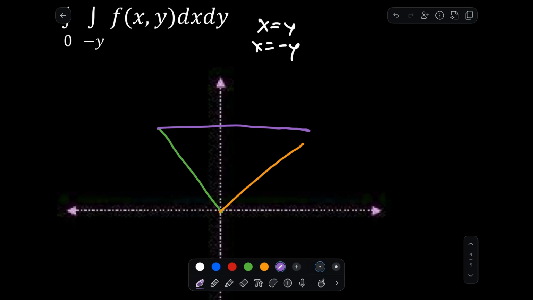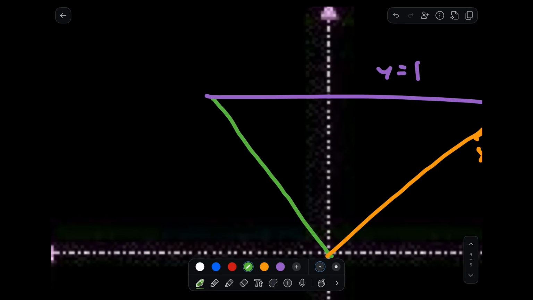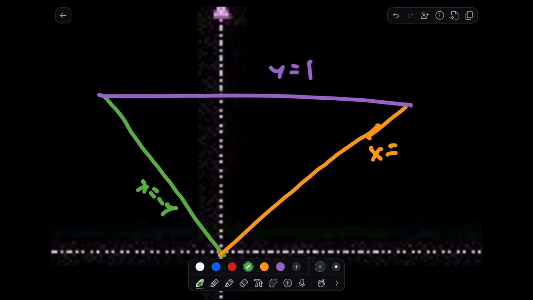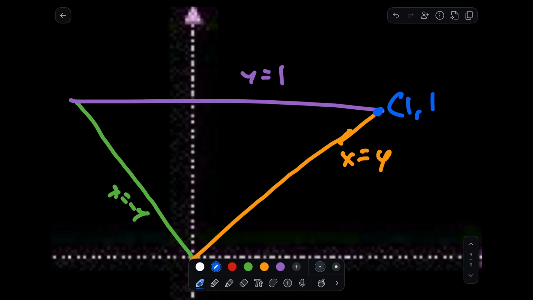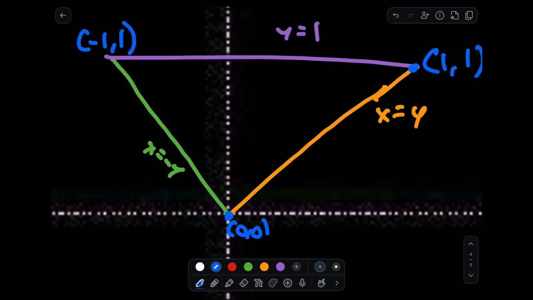Let's use purple for our boundary line. Well, let's actually extend this out further. And this is going to be y equals 1. We're going to have this be x equals negative y. Oh, this is not x equals negative y. This is just x equals y. Yeah, there you go. Let's point our dotted blue lines. It's going to be 1, comma 1, negative 1, comma 1, and then 0, comma 0.